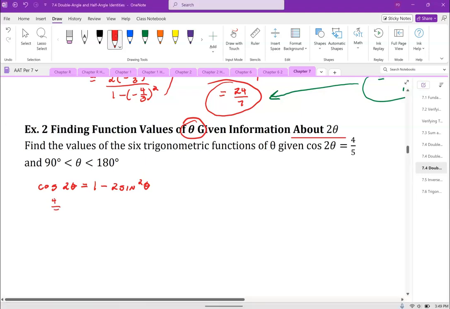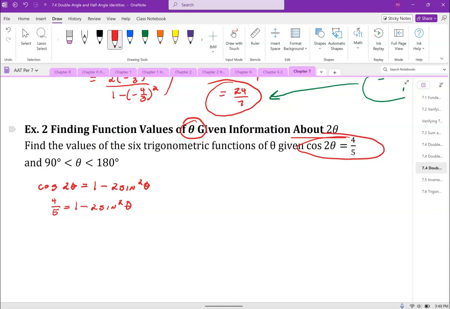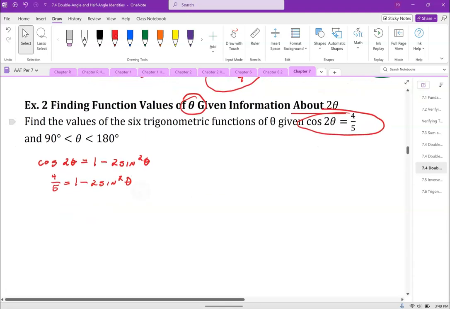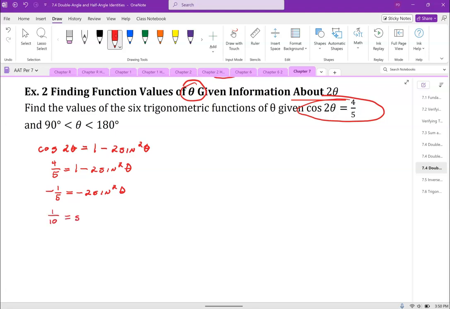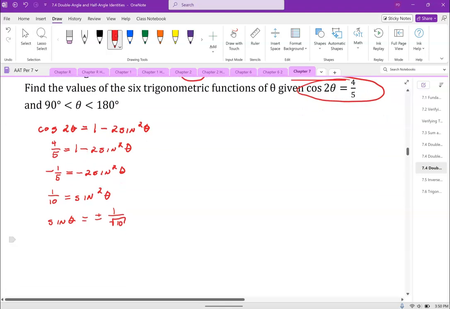So I go with 4/5 is equal to 1 minus 2 sine squared theta. I'm literally just plugging in from what I was given. Cosine of 2 theta is 4/5. So I subtract 1, I get negative 1/5 is equal to negative 2 sine squared theta. Divide by negative 2, I get 1/10 is equal to sine squared theta. So sine theta is really equal to plus or minus 1 over root 10. So you're going to have to rationalize. So sine of theta is really plus or minus root 10 over 10.